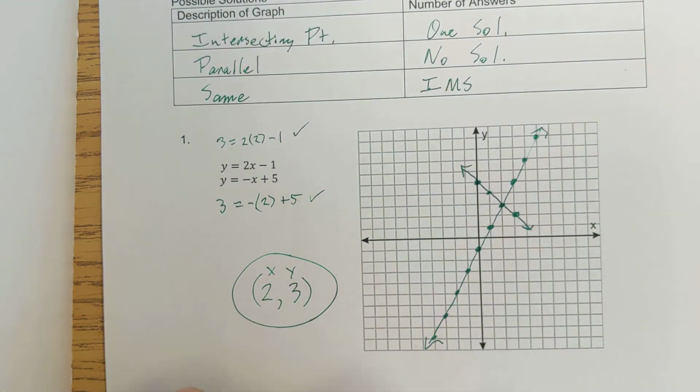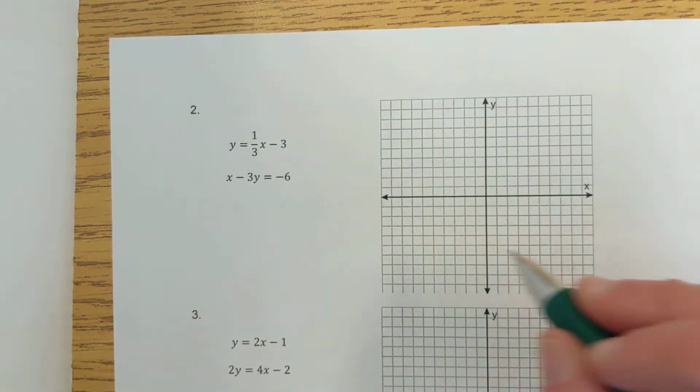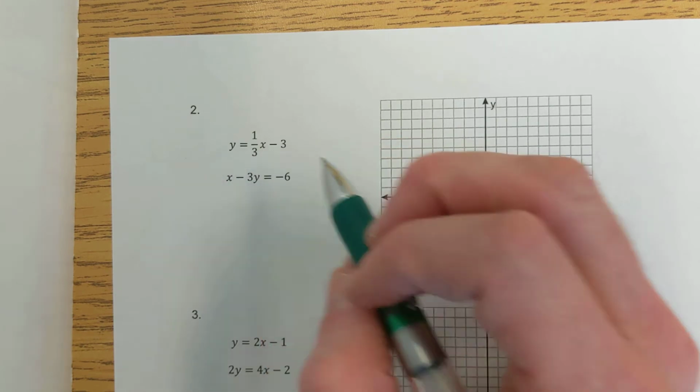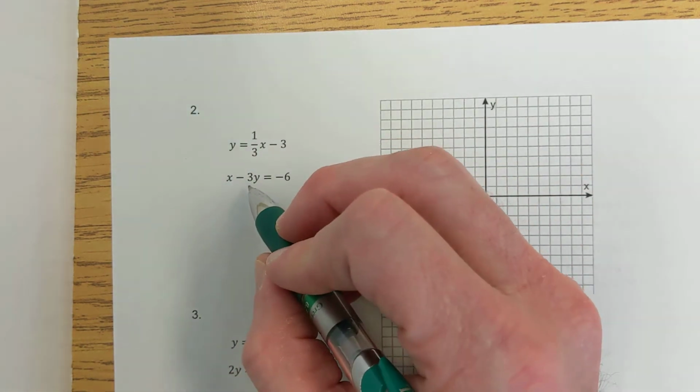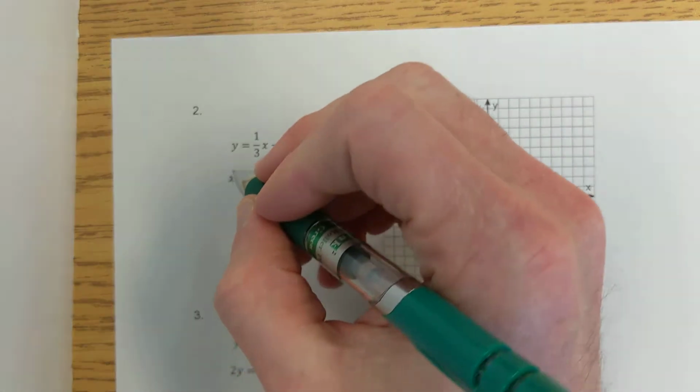All right, so pause that if you need. I'm going to go ahead and go to example number 2. For this one, we can go ahead and graph the first one. However, the second one is not solved for y, so we're going to have to solve for y before we graph it.